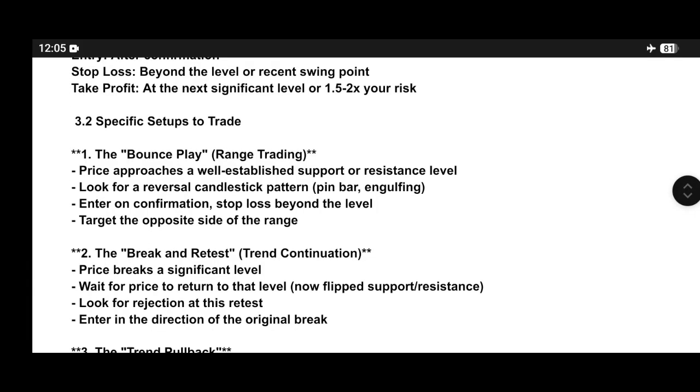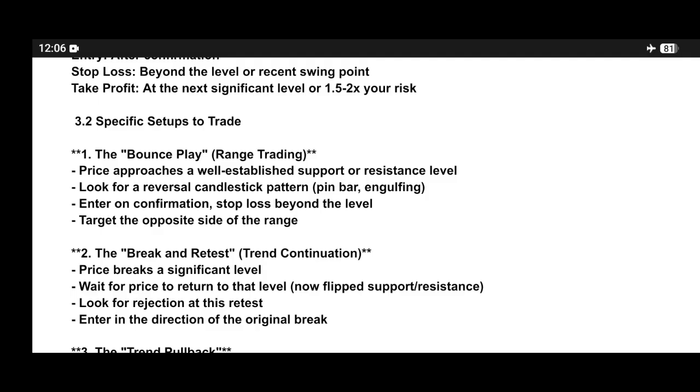Number 1, the bounce play, which means the ranging trade. Some people trade the ranging trading strategy. Are you getting me? Which is this: price approaches a well-established support or resistance level. Then look for a reversal candlestick pattern like a pin bar or engulfing candle. Then number 3, enter on confirmation. Set a stop loss beyond the level, and then target the opposite side of the range. Are you getting my point?